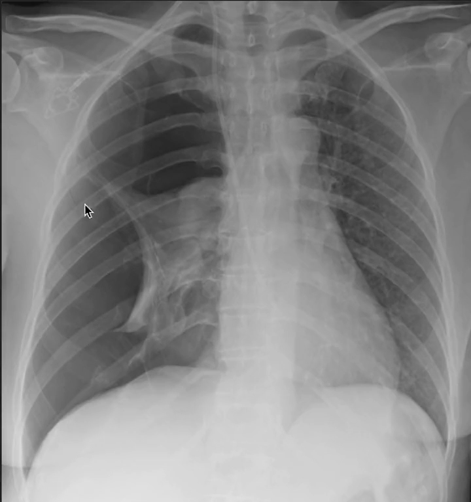Look how lucent this right hemithorax is. Look how black it is. Black on chest x-ray is air. This is air in the pleural space that is smashing the lung completely down. This is the outline of the lung. This is what pneumothorax looks like on chest x-ray.